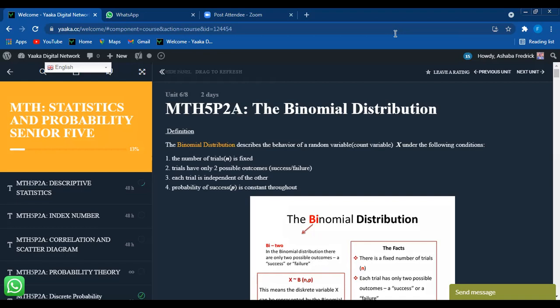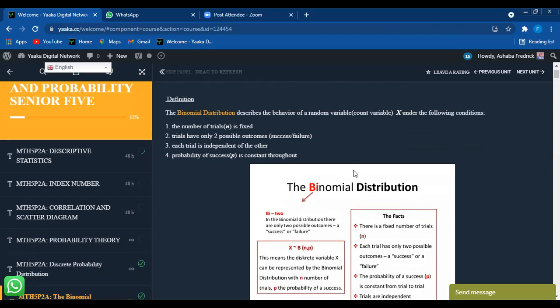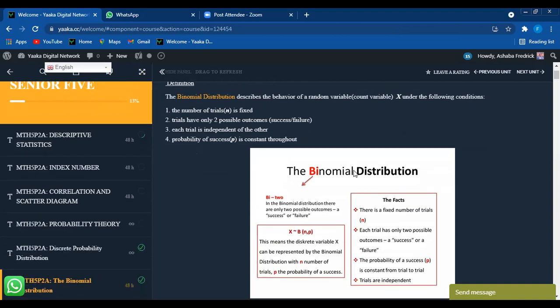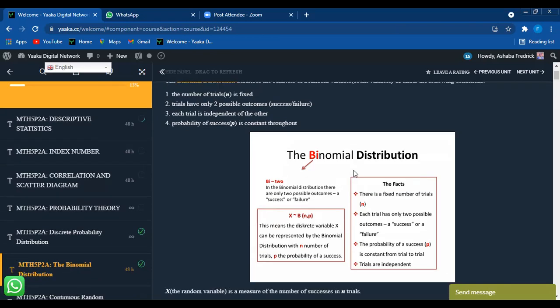Then the probability of success, which we normally abbreviate as p, is constant throughout. What is not included here is that when we add the probability of success and the probability of failure, that gives us a 1, because we all know that total probability gives us 1.